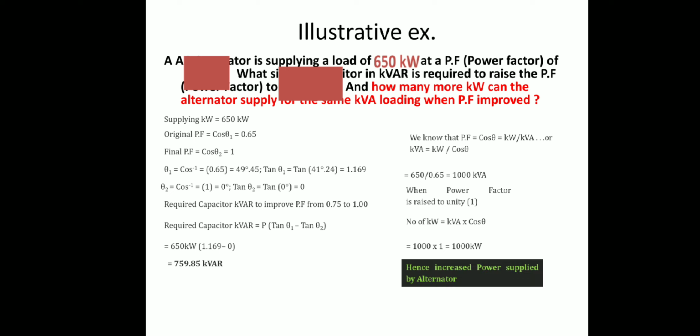Hence, the increased power supplied by the alternator we can find by subtracting the number of kilowatt which the alternator can supply to the system with unity power factor, which is 1000 kilowatt, and the previously supplied power, which is 650 kilowatt. We get 350 kilowatt extra we can supply if we improve the power factor to unity.